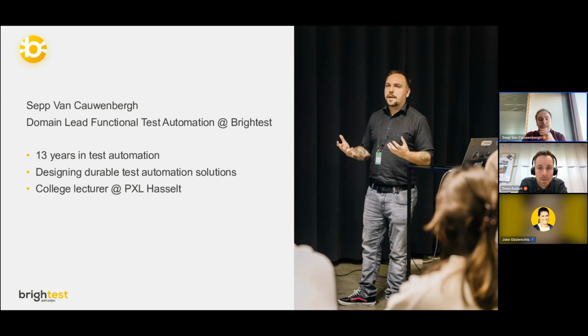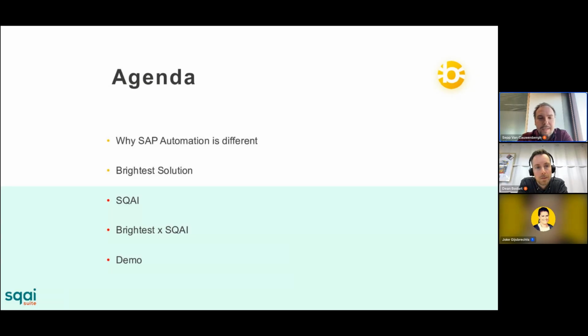So yeah, having our introductions done, let's kick it off. So why we are here, why SAP automation is different, why it's not just any automation project. And then we dive into both solutions, first from the Brightest side, how we can do it. And then we dive into the SQAI side. And then we join hands and make the Brightest and SQAI solution, and we'll end off with a demo and of course questions if there are any.